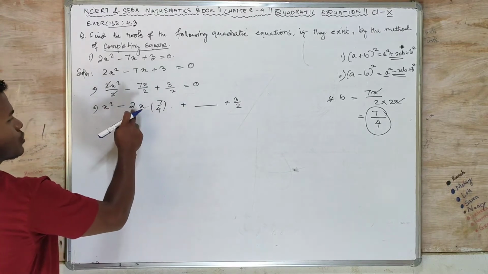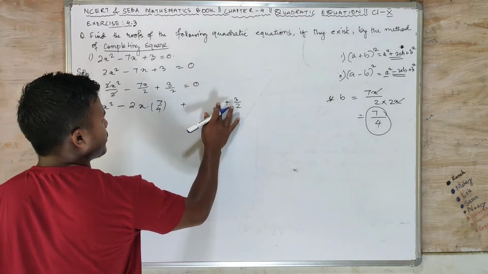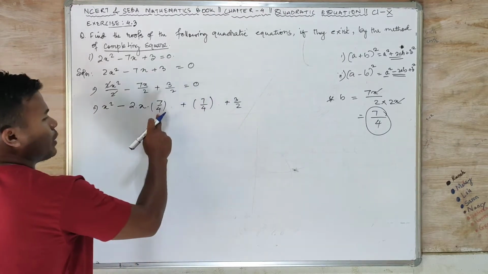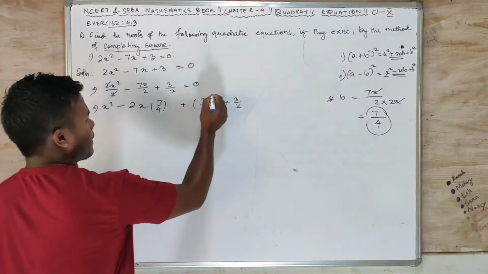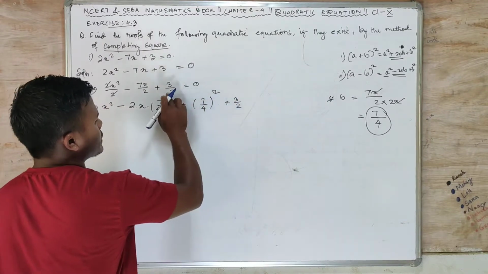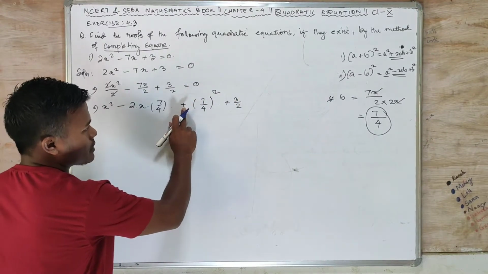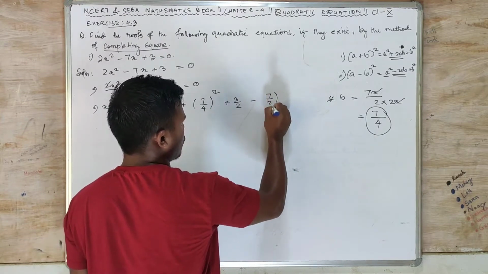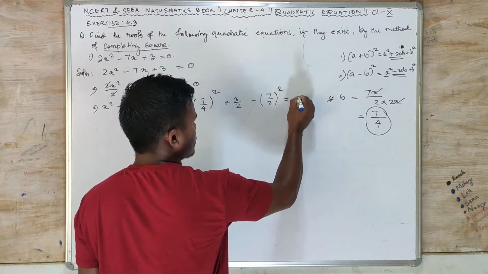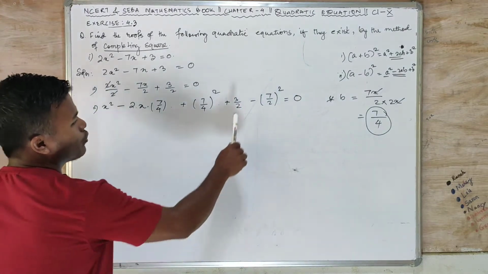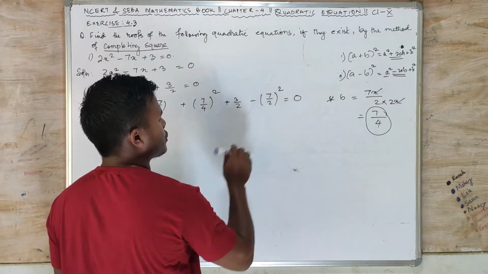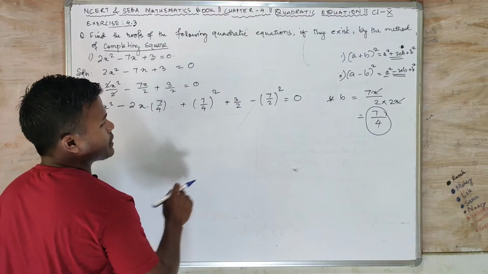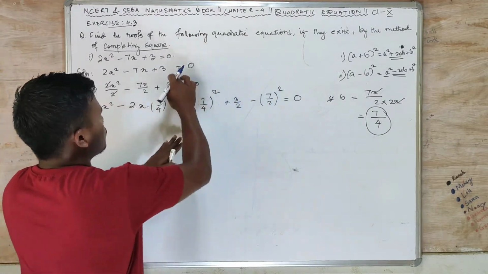A square minus 2ab plus b square, where your b value is 7 by 4, plus 3 by 2 is the same number. And since you have added plus here, you also write the same number with minus, (7 by 4) whole square, which is equal to 0. Why do we write this minus (7 by 4) square? Because this minus and plus can cancel at any time, and then plus 3 by 2 remains here.